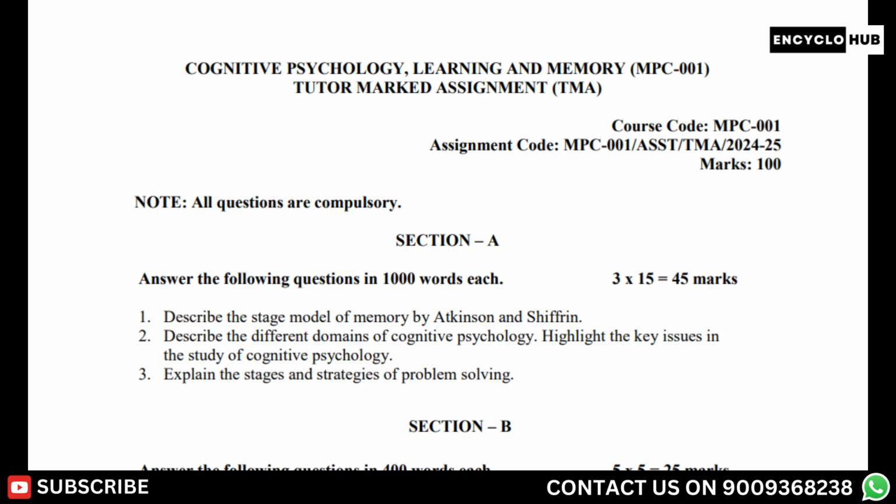Now question 2. Describe the different domains of cognitive psychology. Highlight the key issues in the study of cognitive psychology. 3. Explain the stages and strategies of problem solving.